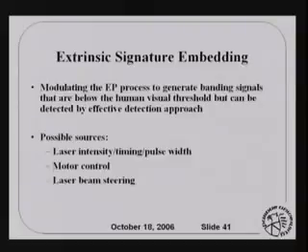Now, the second thing we can do is extrinsically embed some signatures in the printed page. What we do here is modulate the EP process to generate banding signals. Earlier we were utilizing the banding signals which are characteristic of the motor present in the printer, but now we can embed our own banding signals to tell us which particular printer has printed that paper. We can embed the printer's name and maybe the date of printing. Possible sources of generating these banding signals are laser intensity modulation, controlling the motor, or laser beam steering.